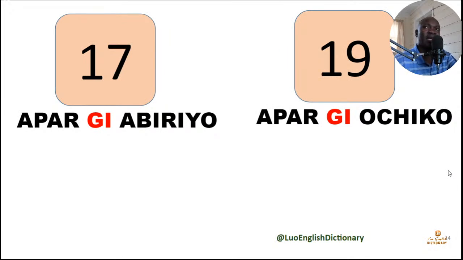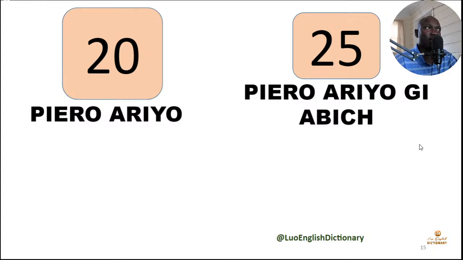So 17 would be APAR G ABIRO, because that's 10 and 7. And then 19 would be APAR G AUCHIEL. That would be 19. APAR gi ochiko. So when you get to 20, as I said, 20 would be 2 tens, and 2 tens would say APAR ariyo. But we are so used to saying PIERO ariyo.